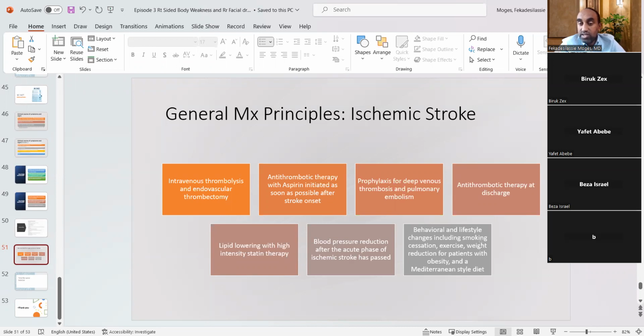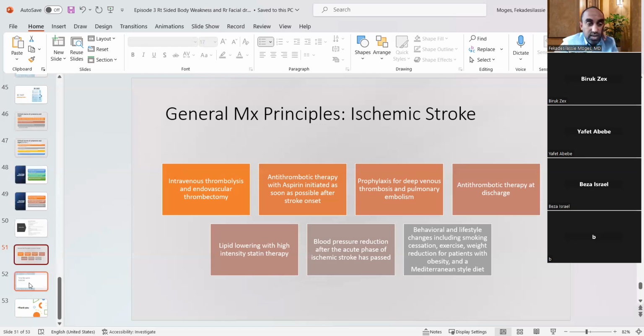Behavioral and lifestyle changes like smoking cessation, exercise, weight reduction, obesity management, Mediterranean style diet, and also sometimes counseling and psychiatric evaluation if they are depressed is very important, because somebody who is active becomes completely dependent on others. That is depressing. Patients may have significant depression, psychological crisis. So you should really counsel them as well.